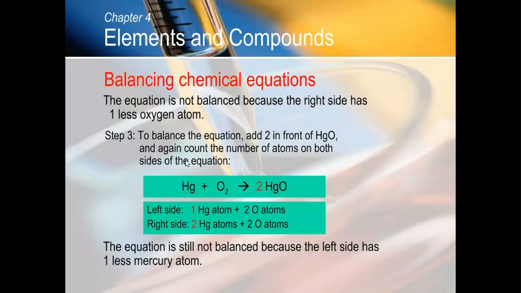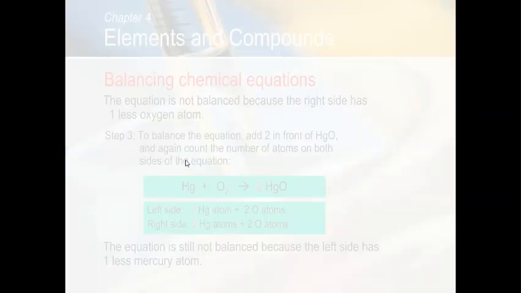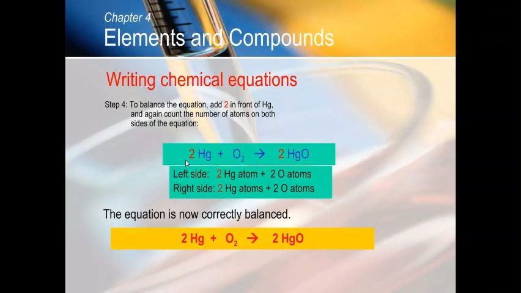So the equation is not yet balanced. If you look at both sides of the equation, it is not balanced because on the right side, it still has one less oxygen atom, and on the left side, one less mercury atom. So it's still not balanced. And that now takes us to the fourth step.